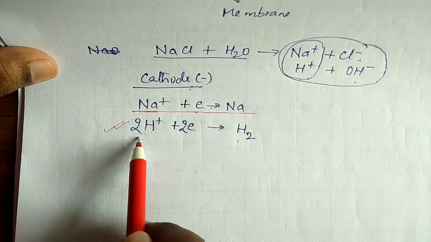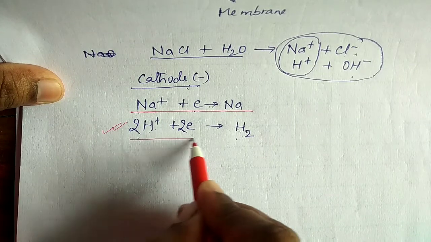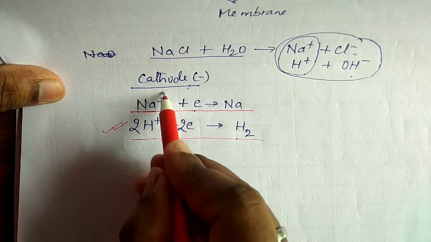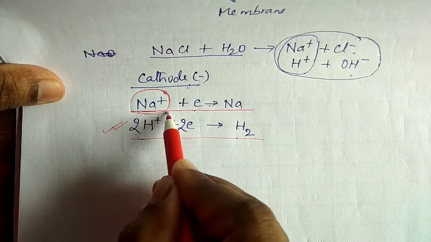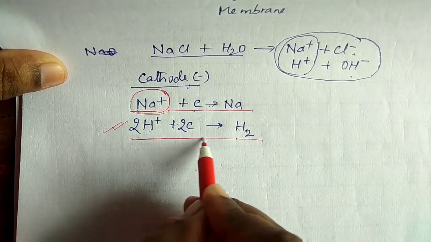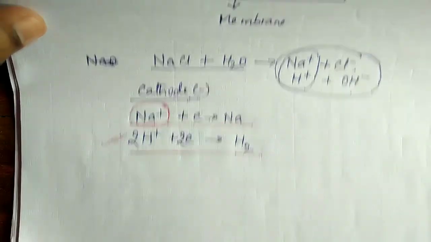So what reaction is taking place at cathode? This is the reaction which is taking place at cathode, and Na will remain as such in the form of Na plus. The reaction which is actually taking place at cathode is reduction of hydrogen ion.